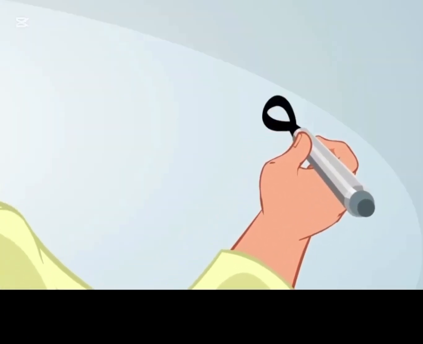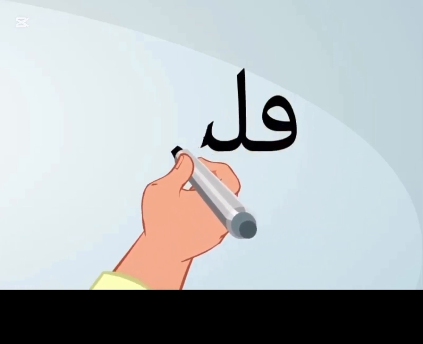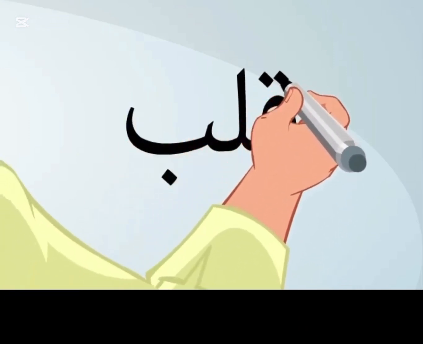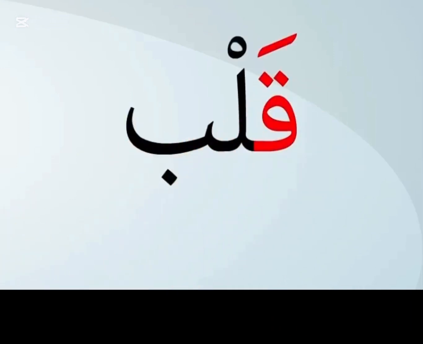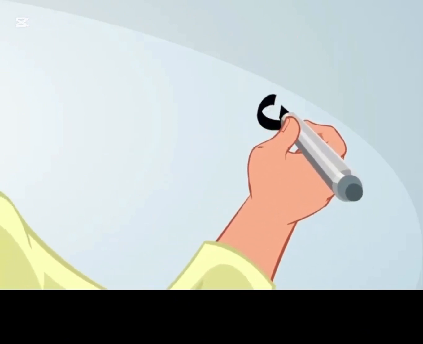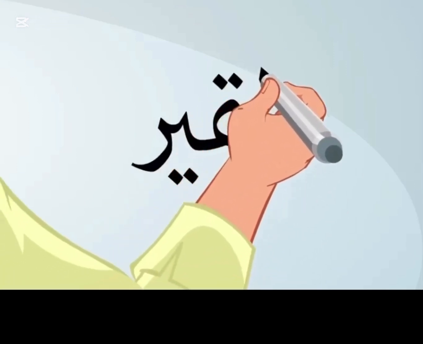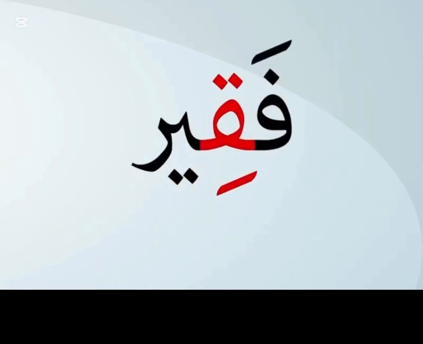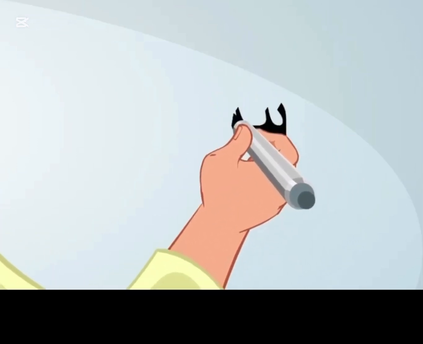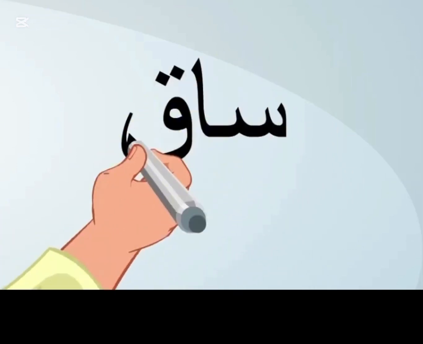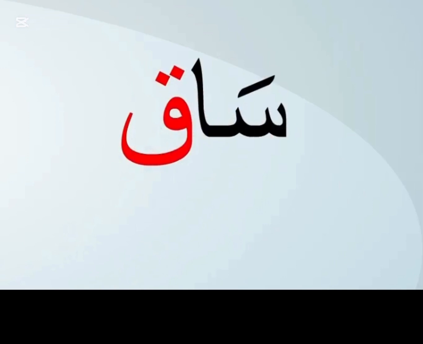This is how we write Qaf at the beginning of the word, like this example. قلب, which means heart. This is how we write Qaf at the middle of the word, like this example. فقير, which means poor. This is how we write Qaf at the end of the word, like this example. ساق, which means leg.